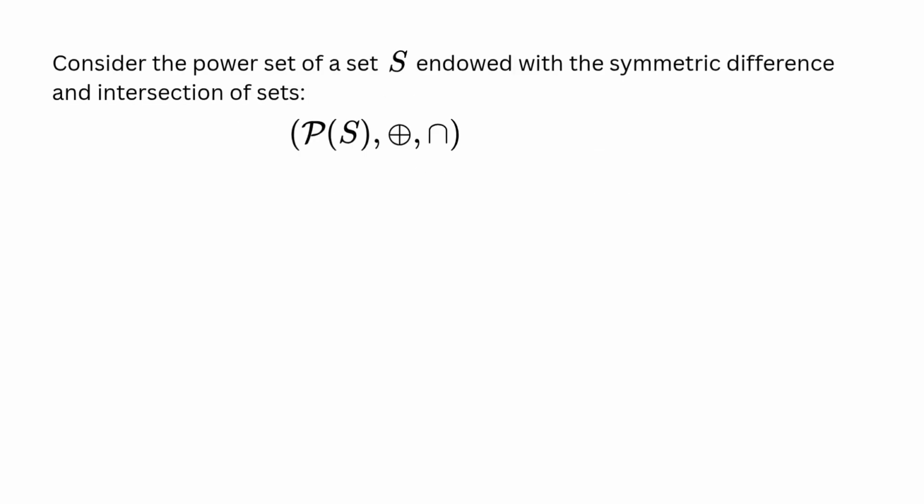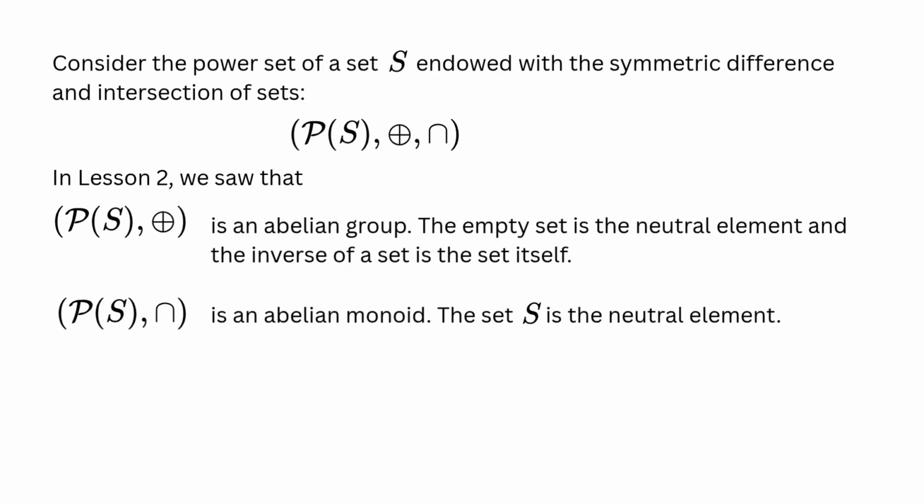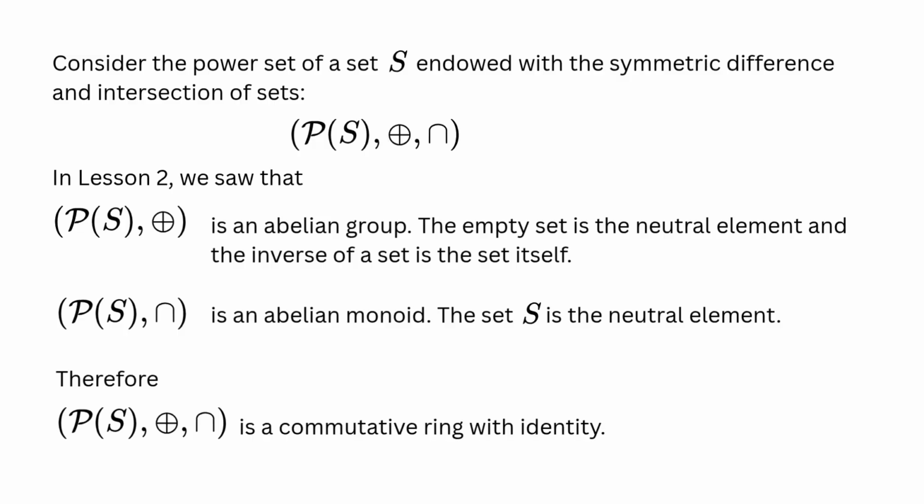Now, let's consider the power set of the set S and equip it with the symmetric difference of sets and intersection. In the previous video, I explained that the power set endowed with the symmetric difference is an abelian group. However, the power set endowed with the intersection is an abelian monoid. Therefore, equipping the power set with the two operations establishes a commutative ring with identity. I will demonstrate to you that this ring has some strange properties.